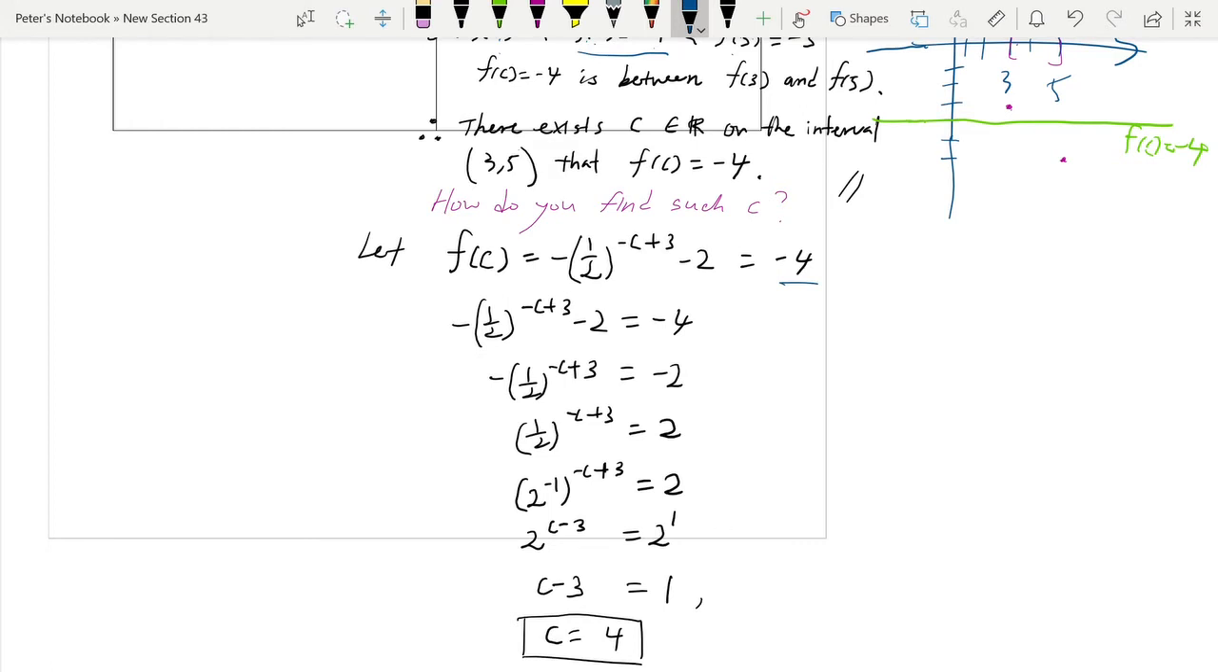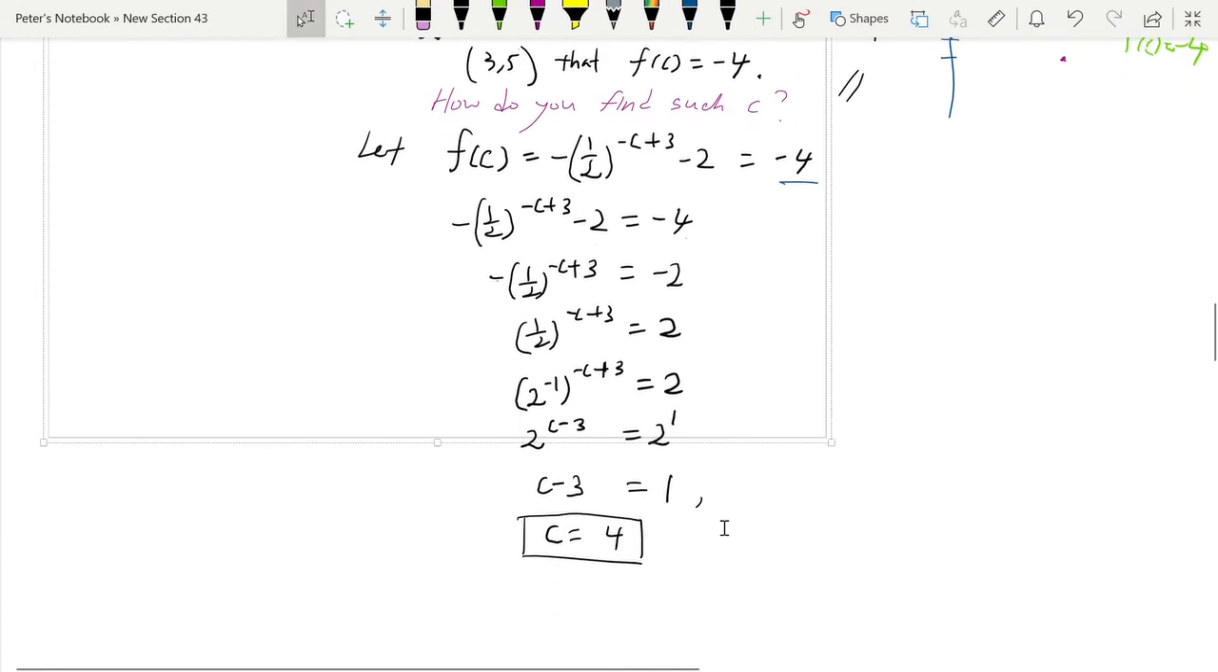Let's just go over it. Negative half to the negative c plus 3, minus 2 is equal to negative 4. I added 2 to both sides to get the negative 2 there. And then I either multiply or divide by negative 1 to get rid of the negative in front of the exponential expression. Then I get half to the negative c plus 3 is equal to 2.